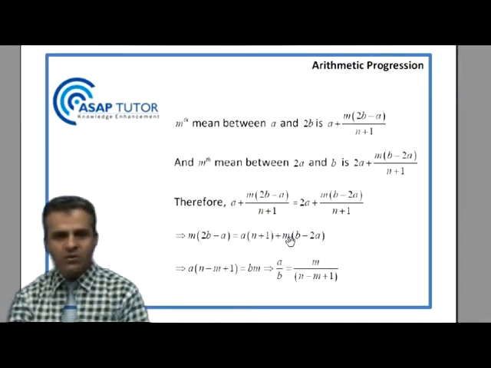So therefore these two are equal, and solving it we can bring the A terms to one side and the B terms to the other side. So finally solving everything, we get A into (n minus m plus 1) is equal to Bm. Now we want to find the ratio of A to B, so we'll bring this B to this side. So A by B is equal to m over (n minus m plus 1).